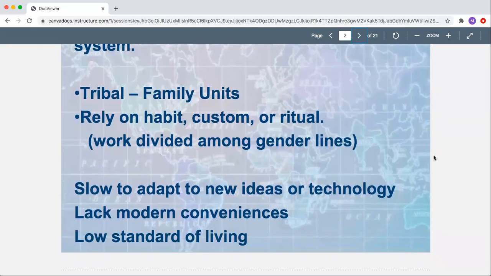So this group, the traditional group, slowly began to adapt to new ideas and technology, and there's a lack of modern conveniences. So they don't have nearly as many things or technology as we do now, and a much lower standard of living.